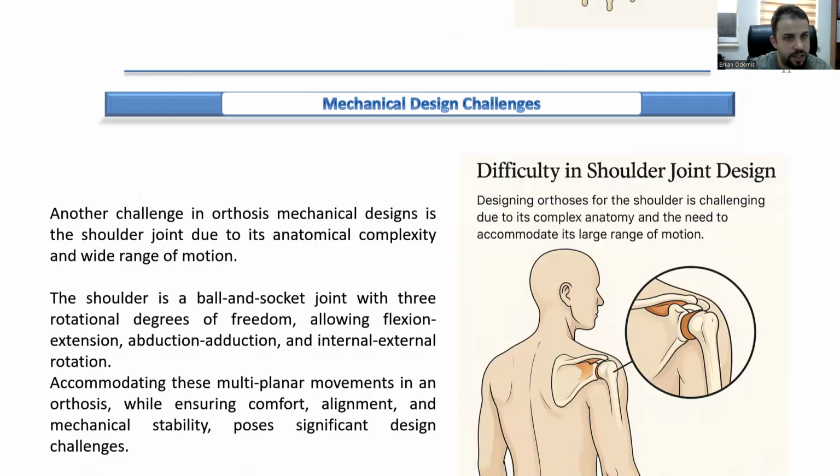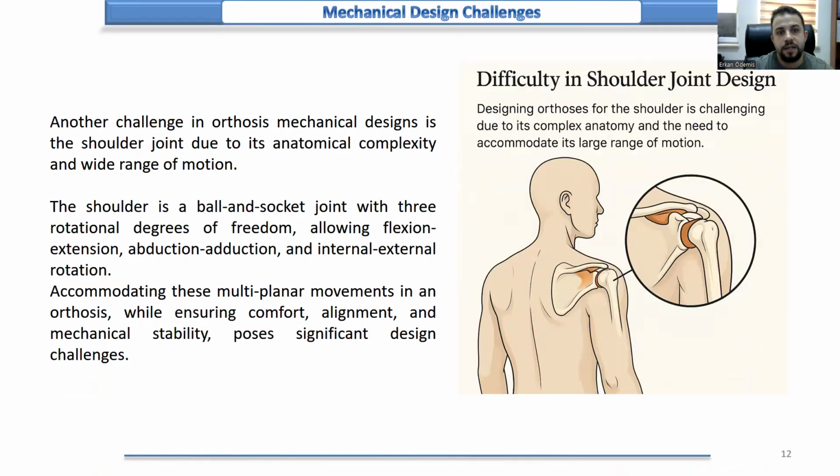Also, another challenge in orthotic mechanical design is the shoulder joint due to its anatomical complexity and wide range of motion. The shoulder is a ball and socket joint with 3 rotational degrees of freedom, allowing flexion, extension, abduction, and internal external rotation. Accommodating these multi-planar movements in an orthesis while ensuring comfort, alignment, and mechanical stability poses significant design challenges.